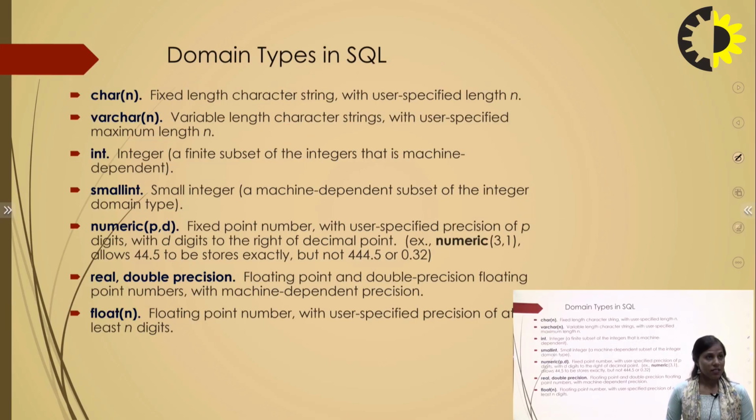Now let's take some examples. What are the different domain types in SQL? There are various domain types in the particular SQL part. First is character, which is a fixed length character string with the user-specified length.